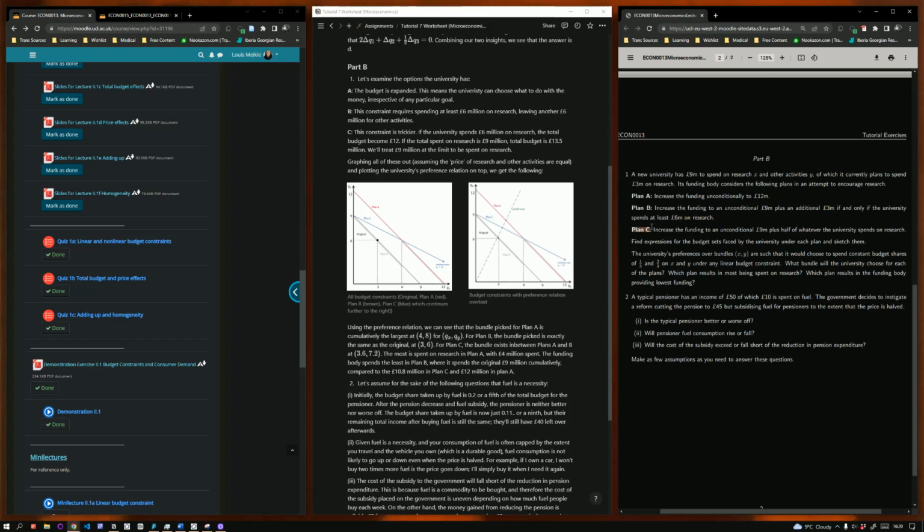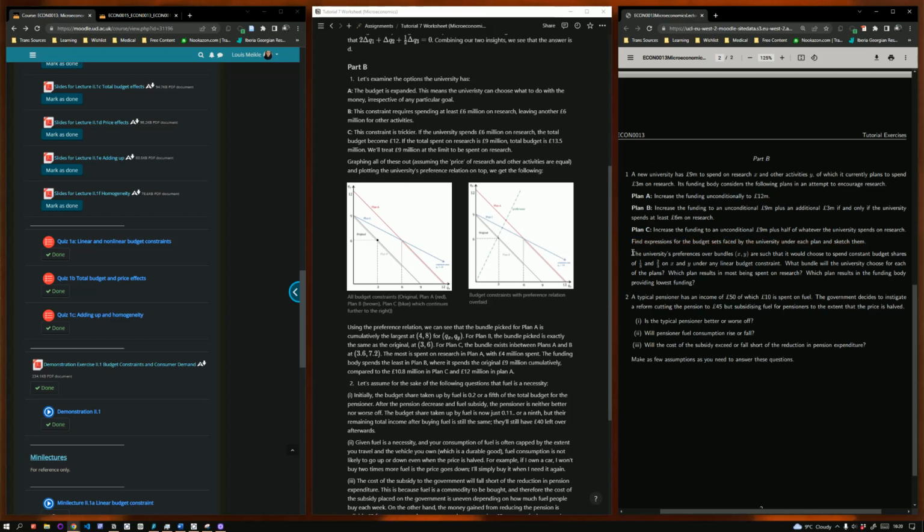Now, plan C is to increase the funding to an unconditional 9 million, kind of similar to plan B, plus half of whatever the university spends on research. Okay? So these are the budget sets, and we want to find expressions for the budget sets and sketch them.